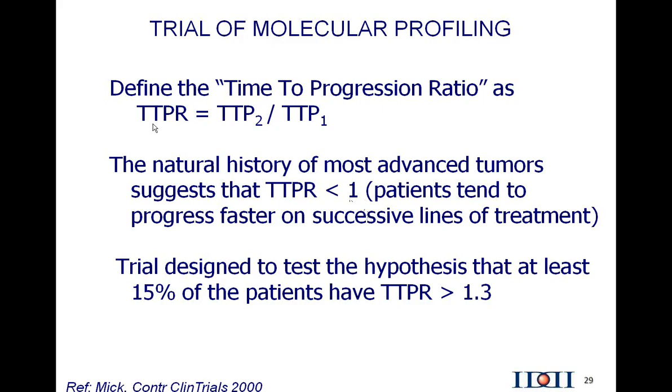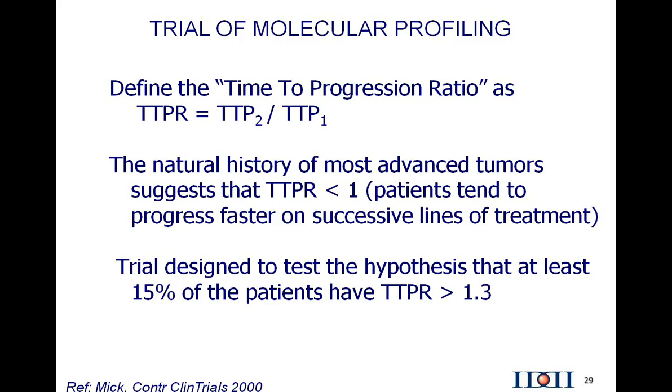The essential idea of this trial is to define the time to progression ratio, TTPR, which is the duration until progression on the targeted therapy divided by the duration of time to progression on the last line of therapy before the targeted therapy. And it's well known that for most advanced tumors, in fact, the time to progression becomes smaller and smaller when patients receive successive lines of treatment. So in general, we would expect the time to progression ratio to be less than 1.